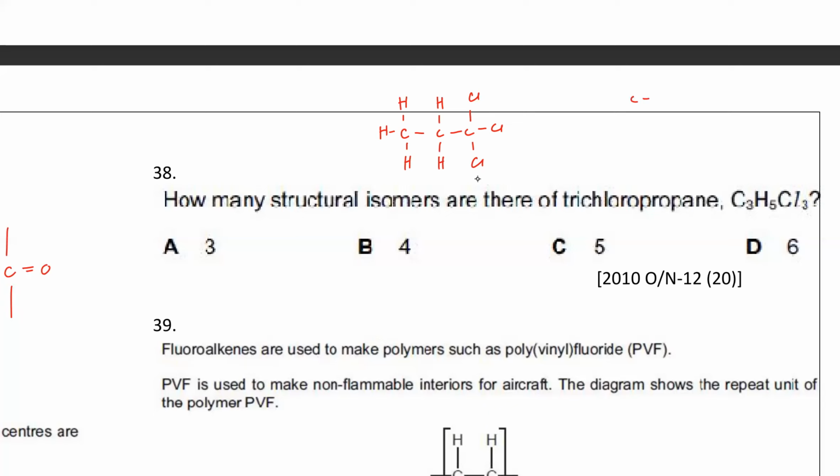So either all 3 Cls are at one end. These are the most difficult because there's a very good chance you might leave one of them. Or you can have 2 Cls on one end and 1 Cl in the middle, and the rest are H. Or you can have 2 Cls at one end and the other Cl at the other end. What else? You can have 2 Cls in the middle carbon and 1 Cl on an end, and these are all the rest of the 5 hydrogen atoms.